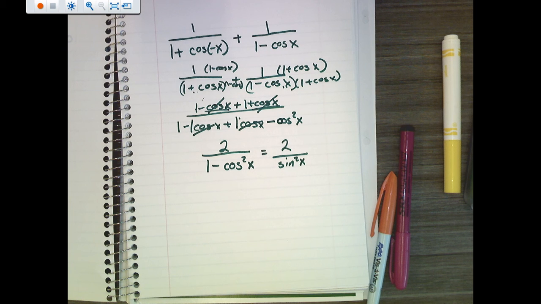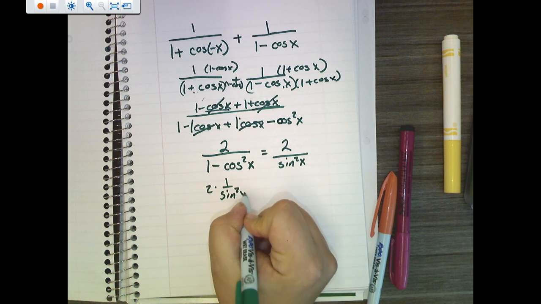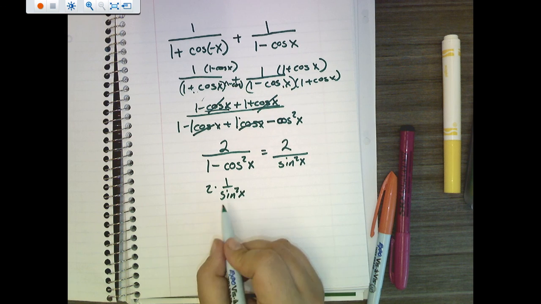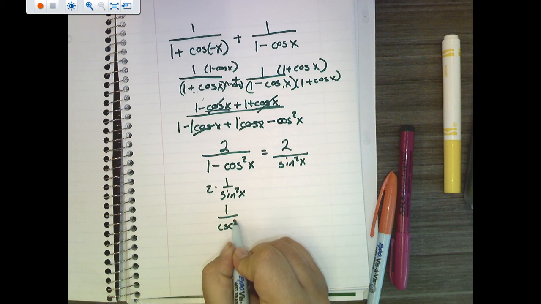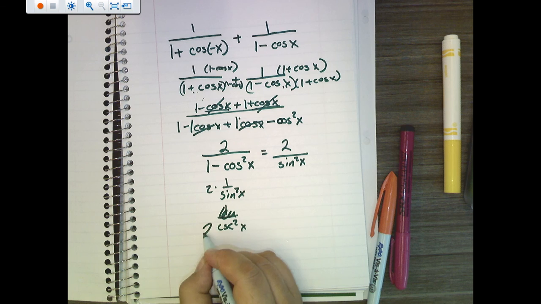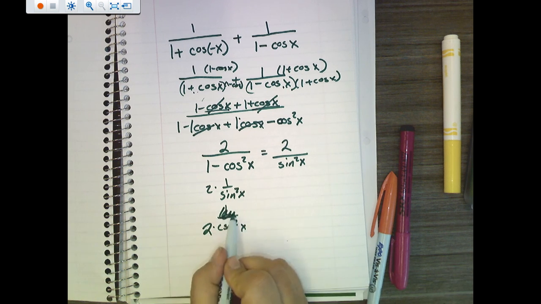At this point, I would be okay a little bit with you leaving it like this. Also, you generally don't like sines and cosines left over on the bottom. Like we try to get it out of the bottom. So I could rewrite it as 2 times 1 over sine squared of x. 1 over sine squared of x is cosecant squared. So I have 2 times cosecant squared. So then that's what your final answer would look like.